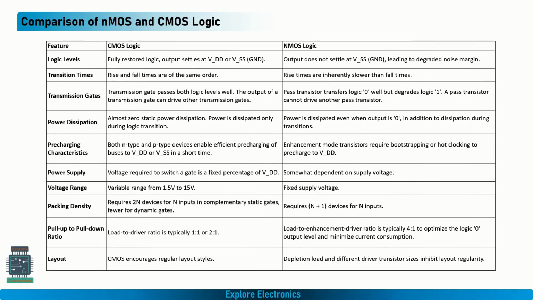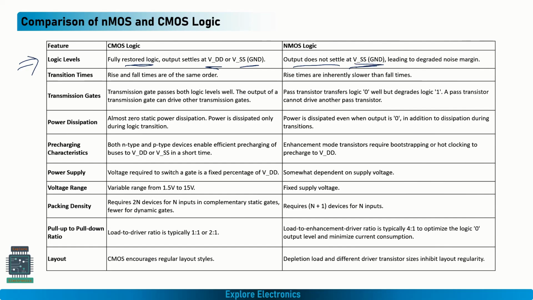So we need to understand the differences between nMOS and CMOS logic now. If you look at the logic levels, how it is going to display or bring up the logics. I said in CMOS logic, pull up is responsible for bringing the output to 1 and pull down is responsible for bringing the output to 0. So it is fully restored logic. We can easily connect to VDD and we can settle the output to 0 as well. But here in the nMOS logic, the output does not settle to ground easily. Why? Because we will have a pull-up connection always on. So it will not settle at ground.